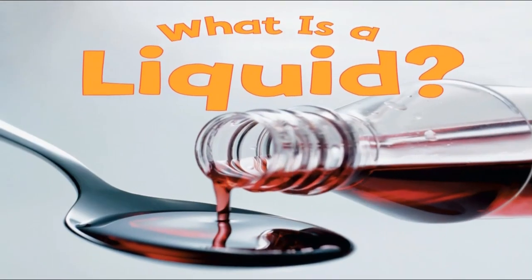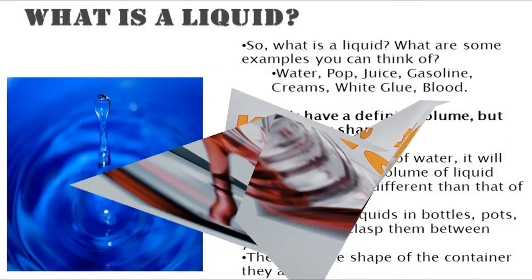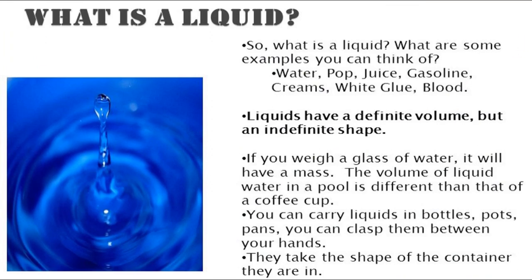In addition, let us learn another state of matter, which is liquid. What is a liquid? What are some examples you can think of? Of course, we have water, pop, juice, gasoline, creams, white glue, or blood. Liquids have a definite volume but an indefinite shape. In short, they have fixed volume but no fixed shape.